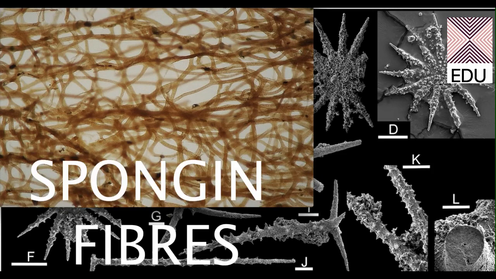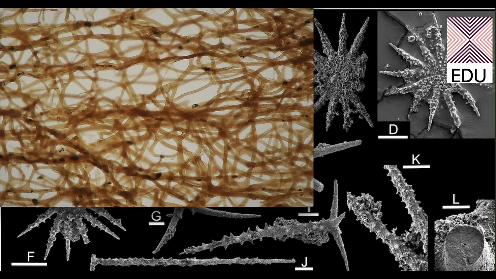Students, this is the second component of the skeleton, which is the spongin fibers. These are modified collagen proteins present in the sponges, and they make a mesh-like structure in which the spicules are embedded.